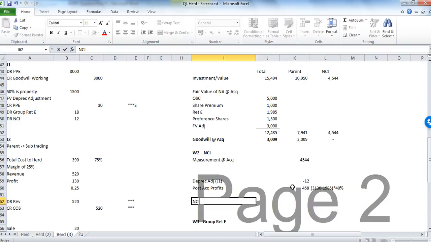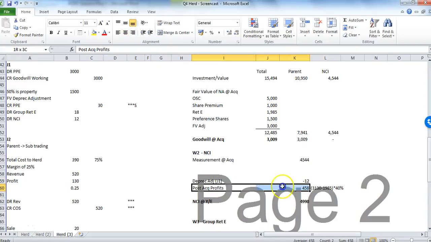That will give you the NCI at year end to be those added up together, which is 4990. So the NCI at the end of the year is 4990. It's what you did at acquisition, plus any adjustments during the year, plus their share of post-acquisition profits. Now you may present it slightly differently, but as long as you come back to the overall answer 4990, that is fine, because there are different ways to present it depending on how you've thought about it before.